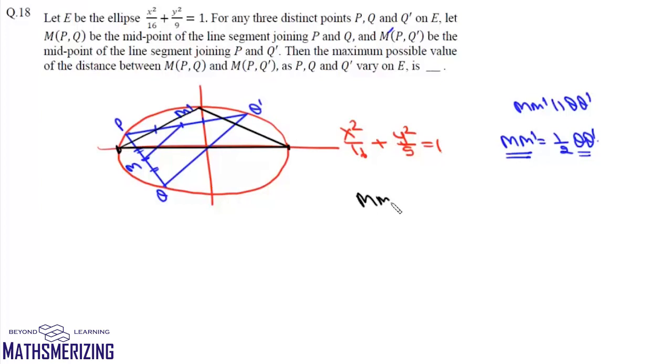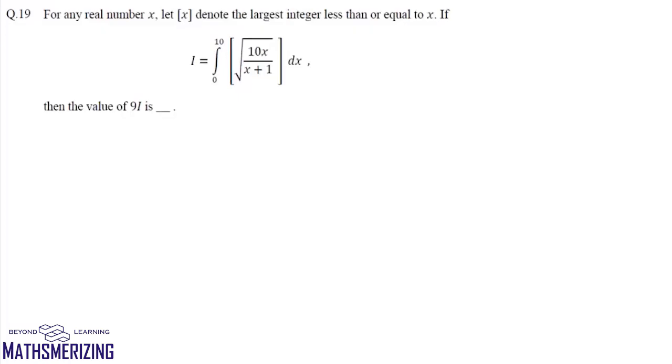So the maximum value of M M dash will be simply 1 by 2 times the length of the major axis. The length of the major axis is simply 2a, so this value is a, and the value of a here is 4. So the answer to this question is simply 4. And finally we have this question.